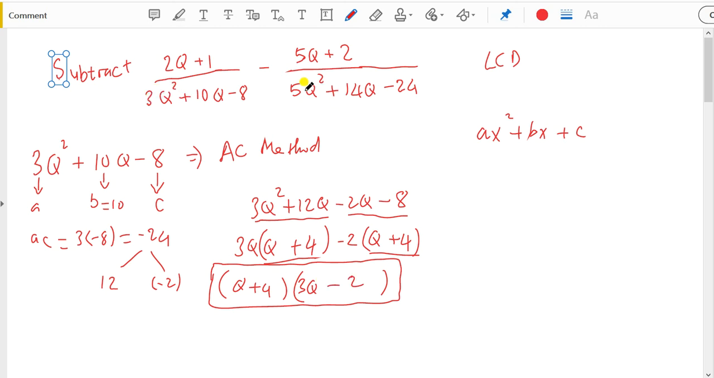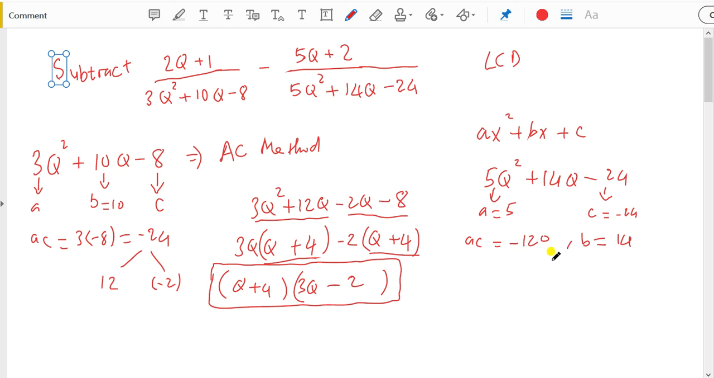Now we do the same thing to the next one: 5q squared plus 14q minus 24. Again, in this case, the leading coefficient is not 1, so I have to use the AC method. A in this case is 5, and C is minus 24. Now I need to find the product AC, 5 times minus 24, which gives me minus 120. And my B is 14 here.